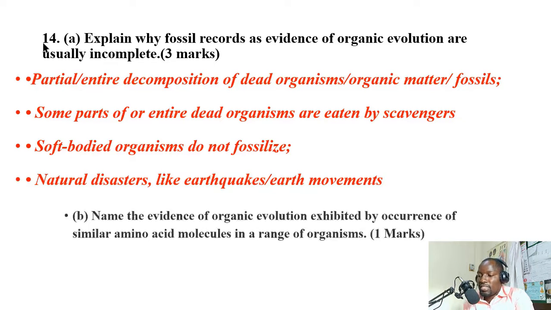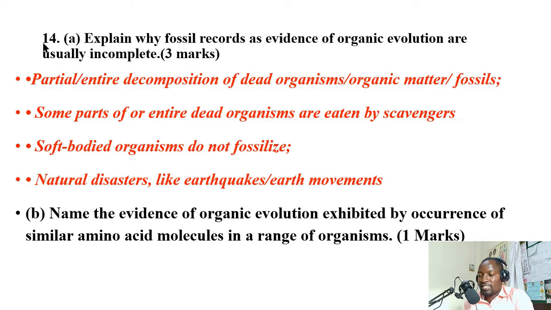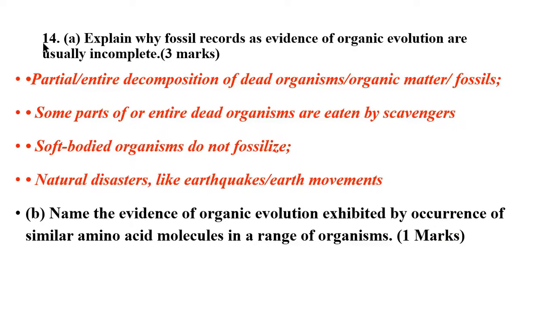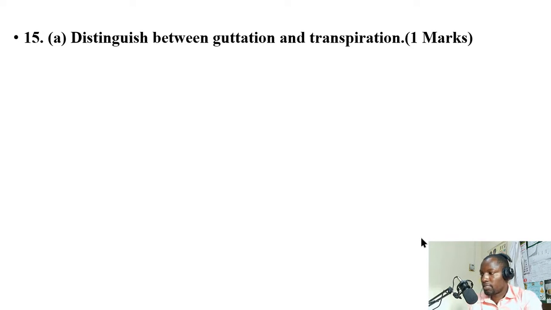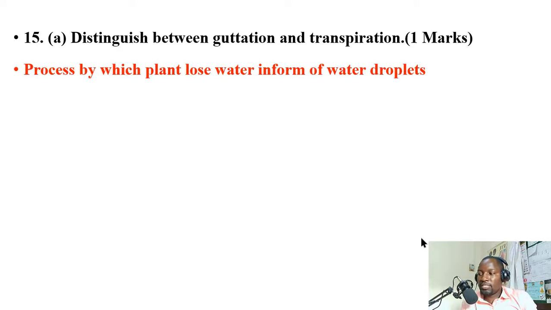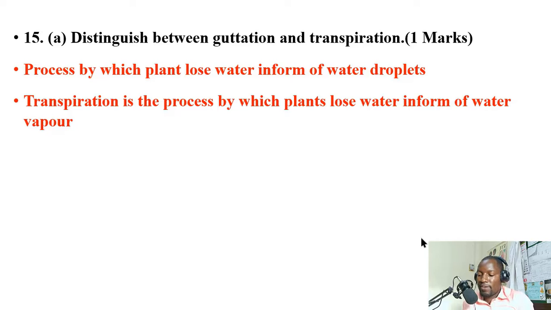Name the evidence of organic evolution exhibited by occurrence of similar amino acid molecules in a range of organisms. This one is actually comparative physiology, biochemistry, cell biology, or serology. Number 15. Distinguish between guttation and transpiration. Guttation is the process by which plants lose excess water in form of water droplets, while transpiration is the process by which plants lose water in form of water vapor.